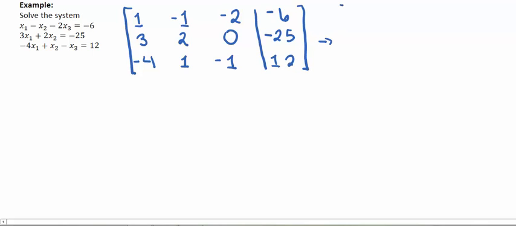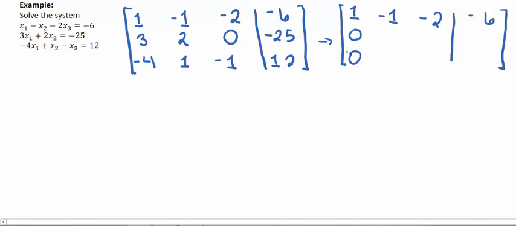So the first step is usually to get a 1 in the first row, first column. We already have that. So we get to skip to now the second step. Get the zeros below that 1. Let's start with the first one. It's currently a 3, so I need to subtract 3, row 1 plus row 2. Negative 3 plus 0 is 0. Positive 3 plus 2 is 5. 6 plus 0 is 6. And then 18 minus 25 is negative 7.